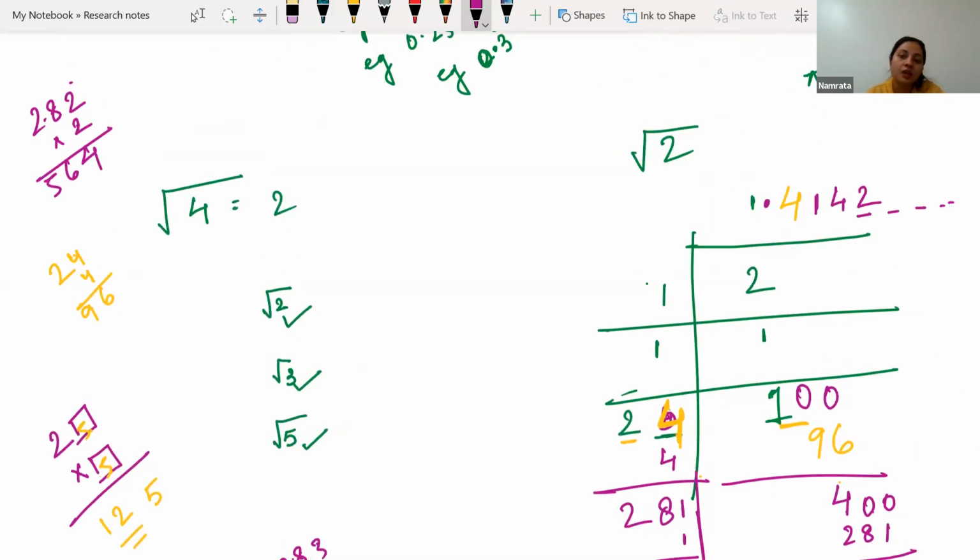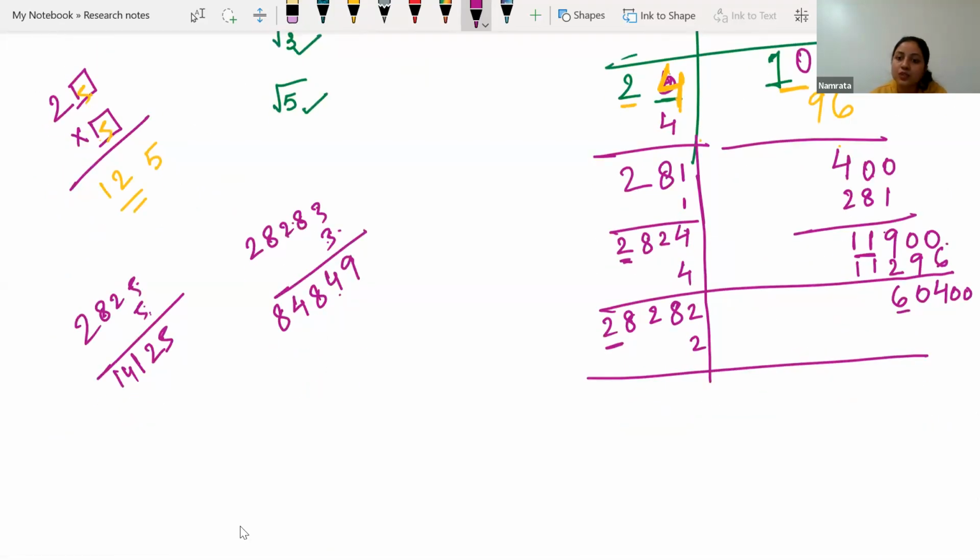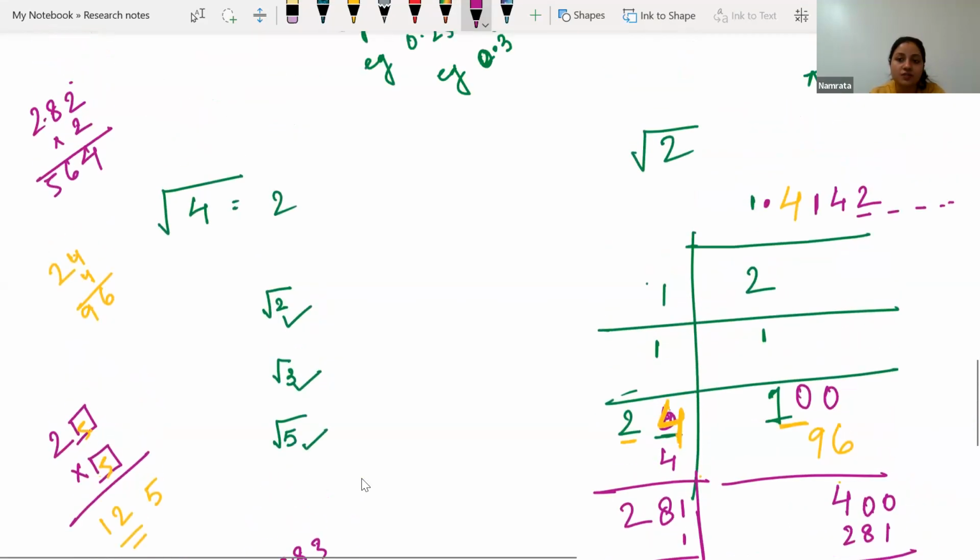Okay. Check it. 2, 2 times 4, 8, 2 times 16, 6 carry 1. 2, 2 times 4, 1, 5. 8, 2 times 16, 6 carry 1. 2, 2 times 4, 1, 5. So you can see it is divisible. Okay, we are having 60400. Here we are getting 56564. So yes, it is divisible.